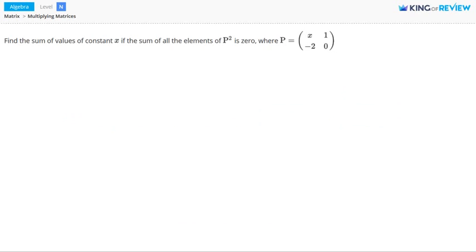Find the sum of the values of constant x if the sum of the elements of P squared is 0, and we're given what matrix P is here. So we first want to find out what P squared is. Well, P squared is the same thing as matrix P times itself. So let's set up the multiplication for this.